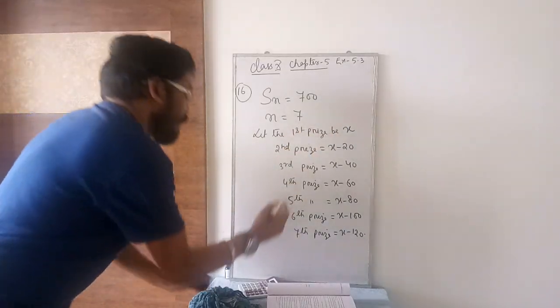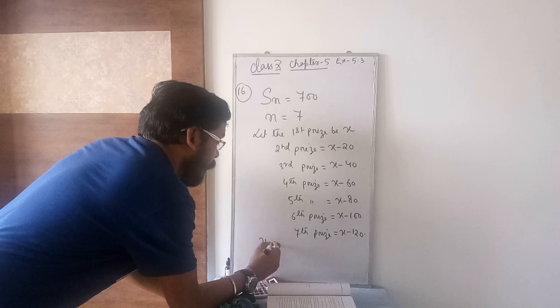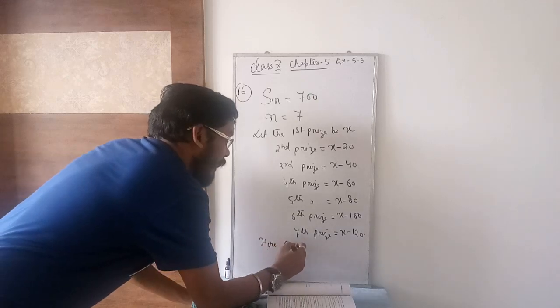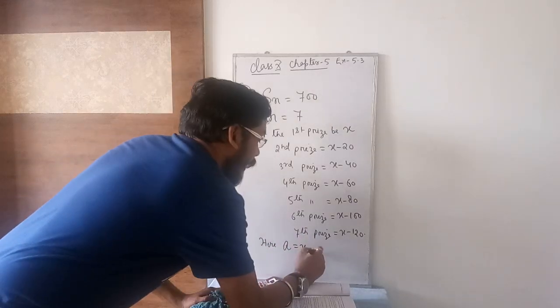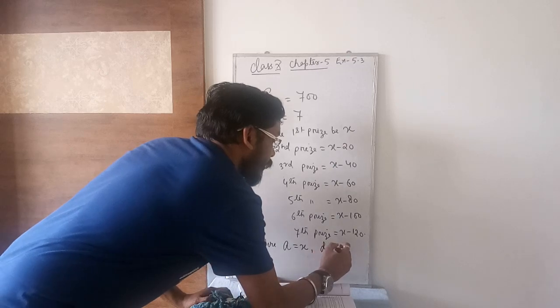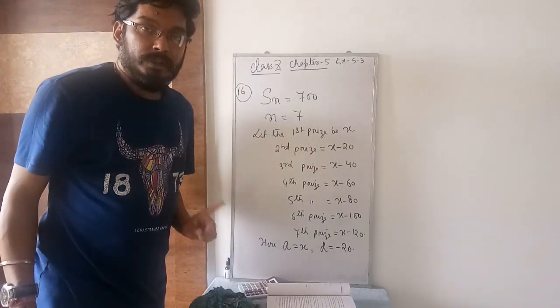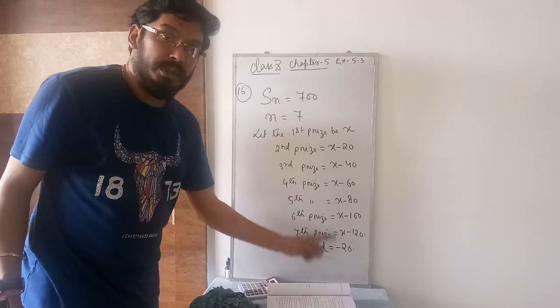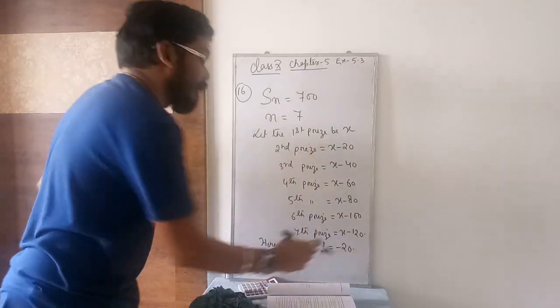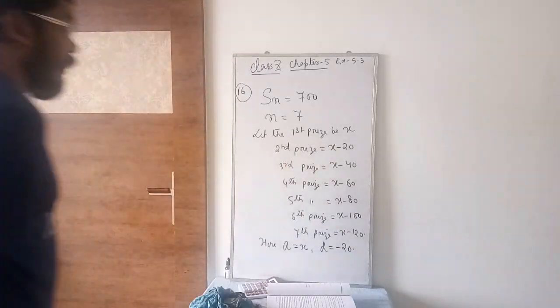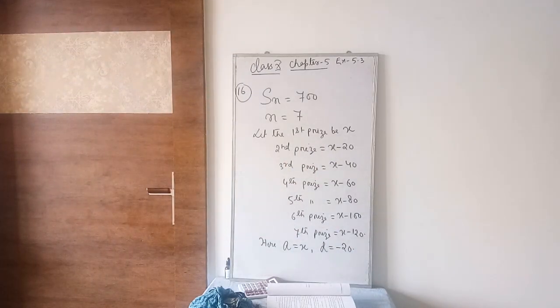So your first prize is x. So here a equal to the first prize, x, and d, since it is decreasing, is minus 20. How much is it decreasing? 20, not increasing. If increasing then plus 20. Since it is decreasing, so minus 20. D value is minus 20. Take the screenshot of this.